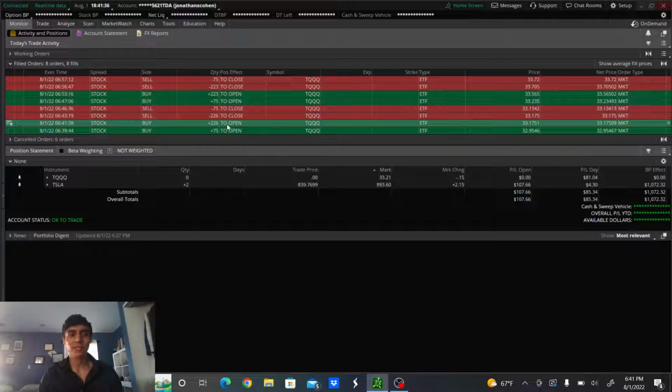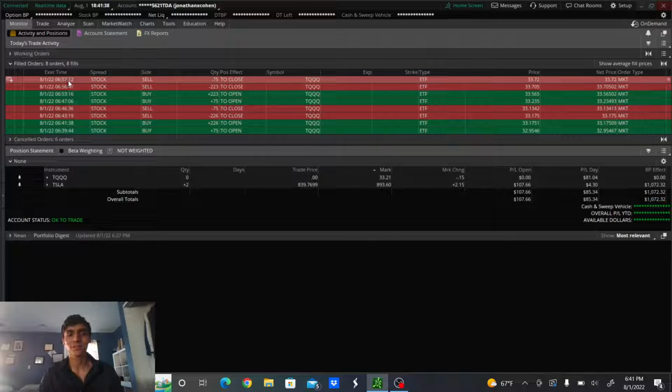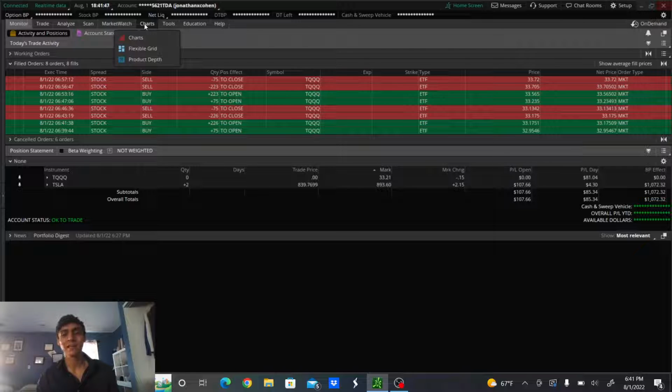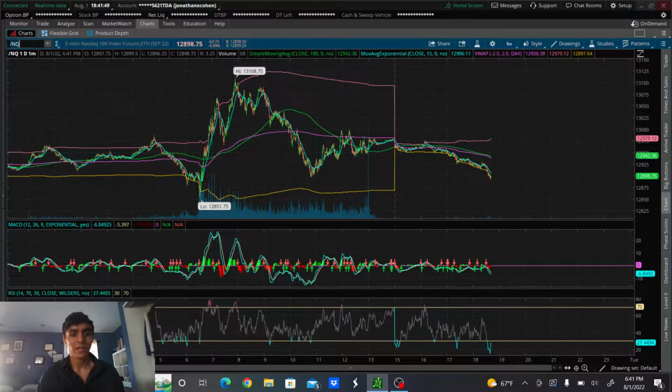It was a pretty quick day today. I was done within like 25 minutes that the market was open, and yeah, I just decided to walk away because I was happy with where I was at the day, and it was just very quick. So I want to show you guys my overall trades on the day.